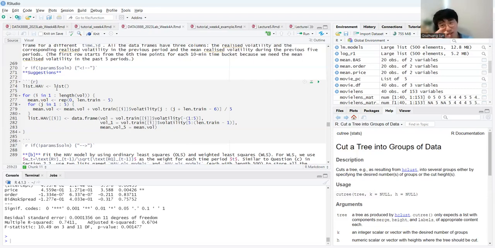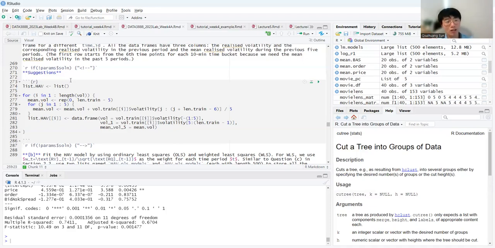So if we just have 20 time points, we cannot compute the mean realized volatility in the last 22 periods, right? The time series is too short to compute this. So for this benchmark in this lab, we only use the realized volatility in the previous period and the mean realized volatility in the past 5 periods to predict the realized volatility in the current period.